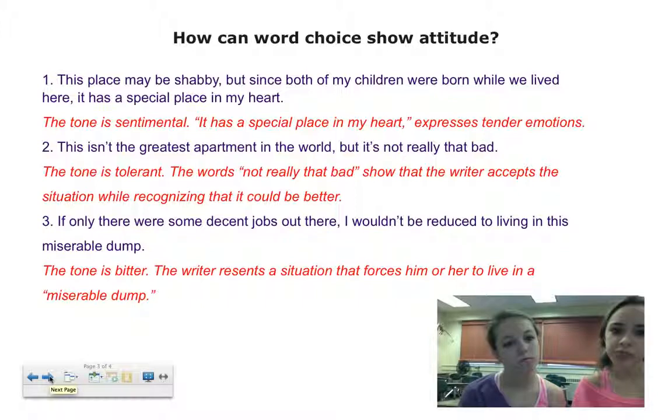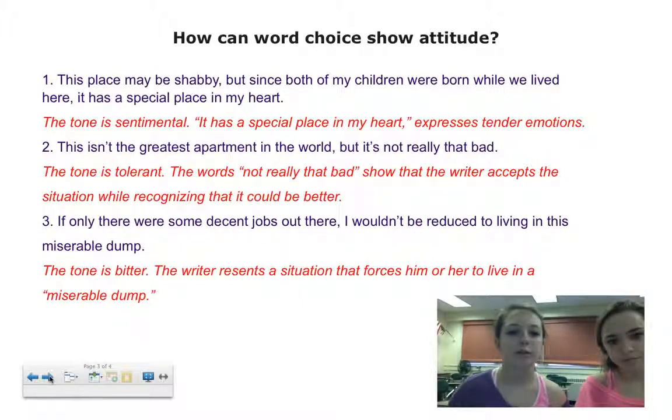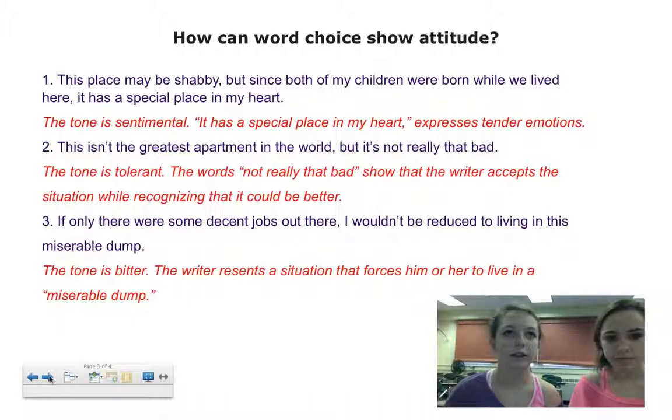So how can word choice show attitude? We're going to give you some examples and we'll read them off for you. This place may be shabby, but since both of my children were born while we lived here, it has a special place in my heart. The tone is sentimental because they're talking about the house or home in a very sensitive way. They're saying it has a special place in my heart. They're being very tender with the way that they're talking.